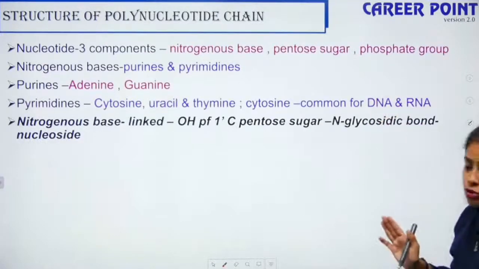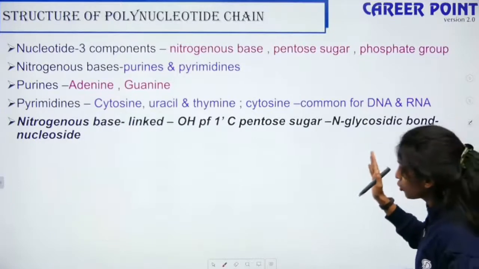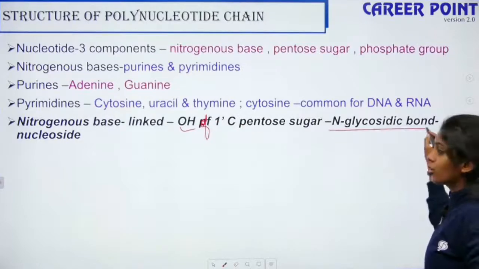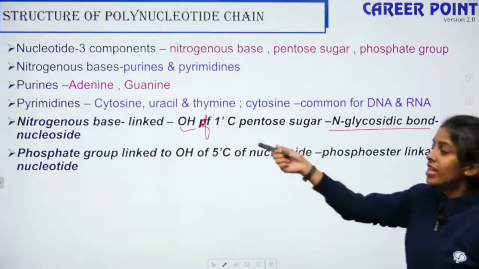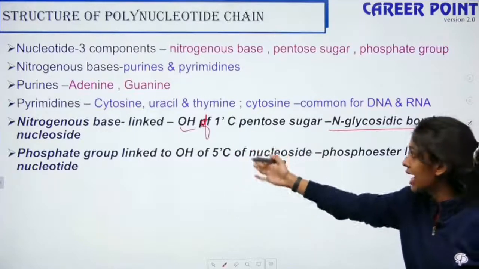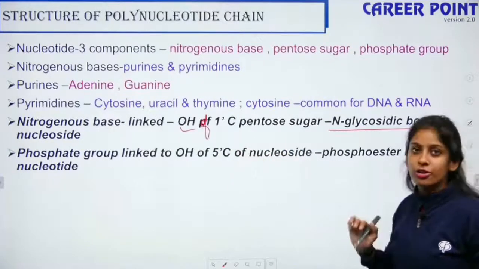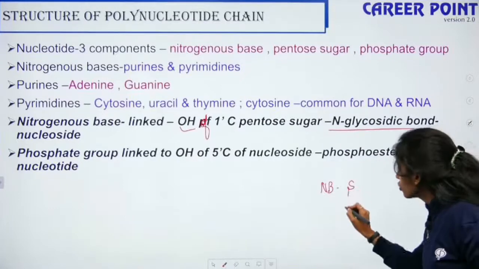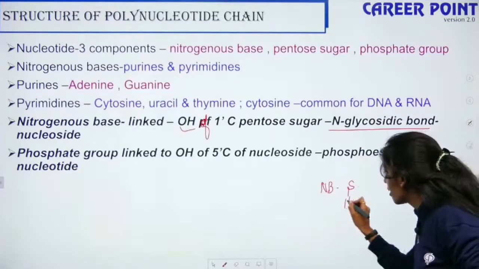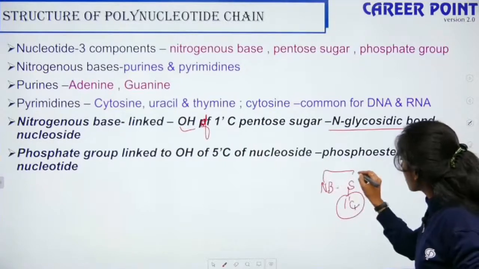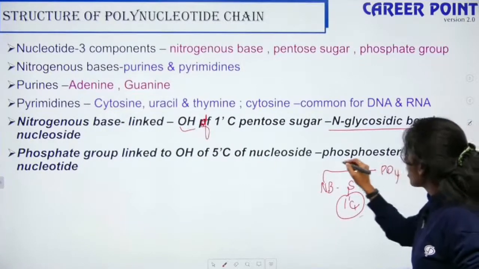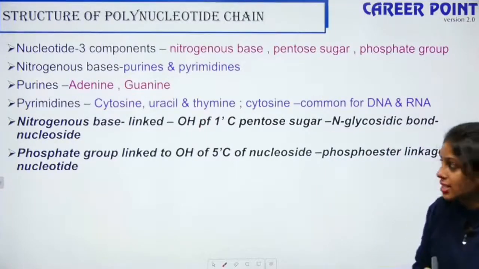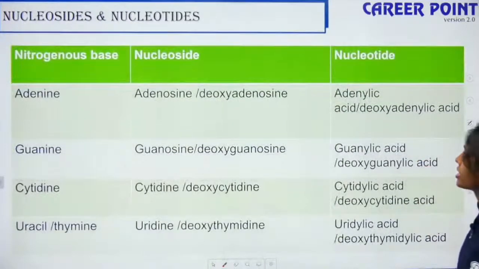So these basic things I have told you. The nitrogenous base is linked to the pentose sugar, to the OH of the first carbon of the sugar, through N-glycosidic bonds. Then the phosphate group is linked to the nucleoside via the 5' carbon of the nucleoside. So I have my nitrogenous base, I have my sugar. To the first carbon of the sugar, I have my glycosidic bond. Now to this my phosphate is binding. My phosphate binds to the 5' carbon of the nucleoside through a phosphoester linkage.